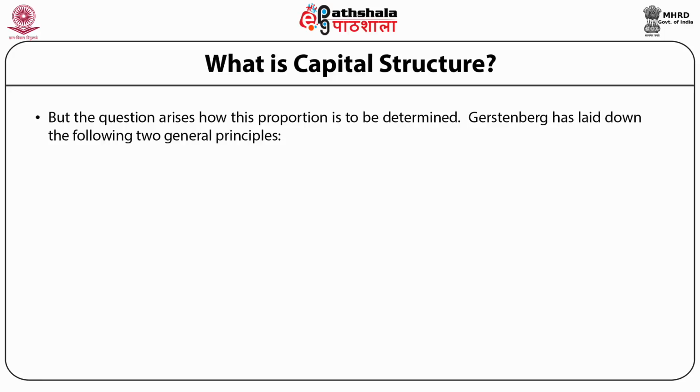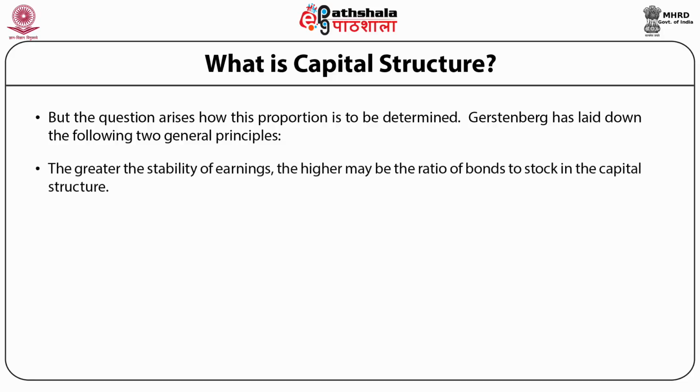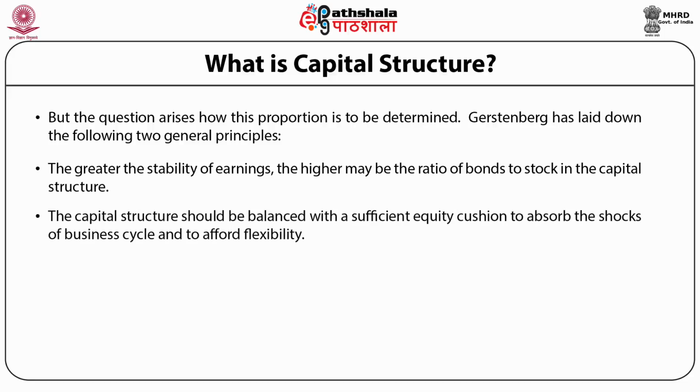Gerstenberg has laid down the following two general principles. Number one, the greater the stability of earnings, the higher may be the ratio of bonds to stock in the capital structure. Number two, the capital structure should be balanced with a sufficient equity cushion to absorb the shocks of business cycle and to afford flexibility.